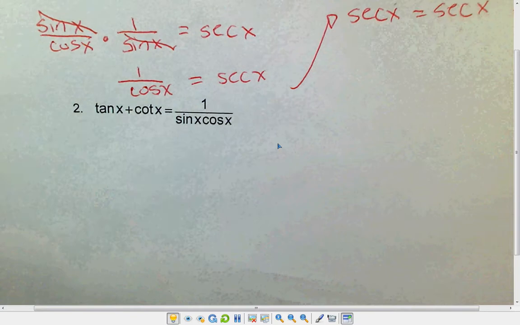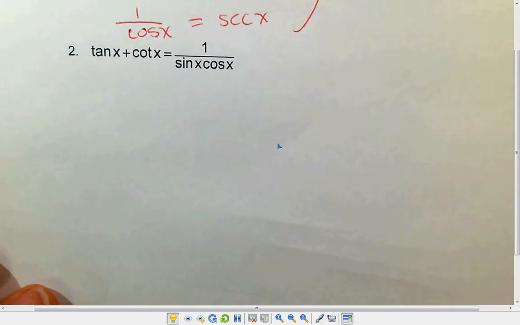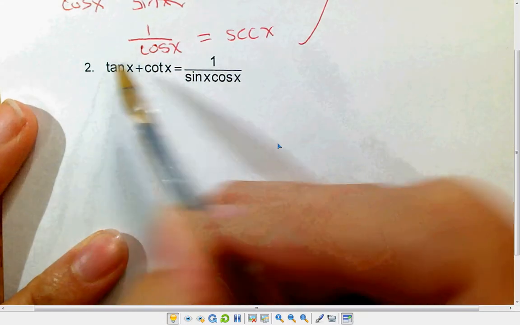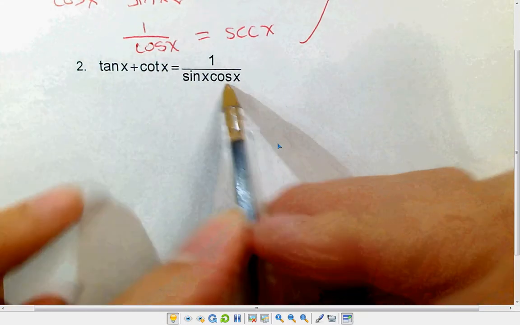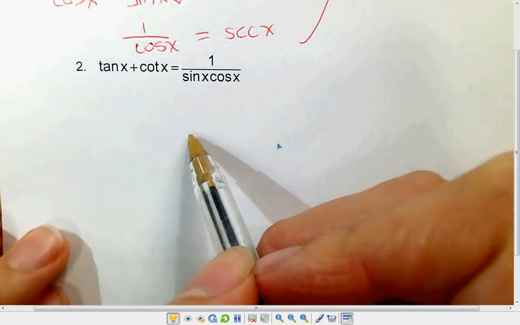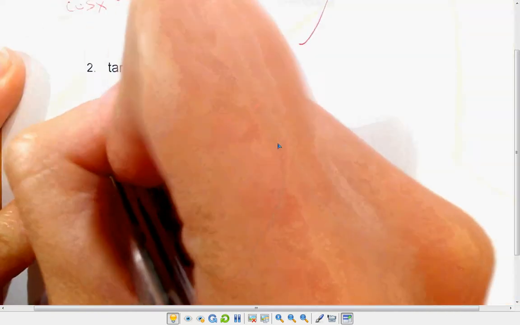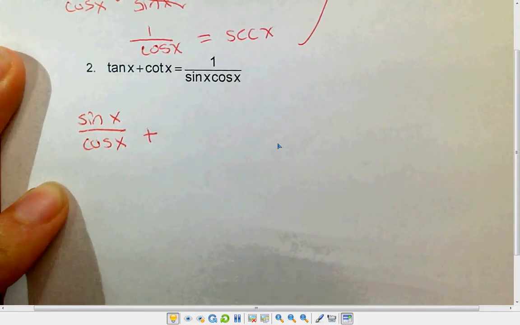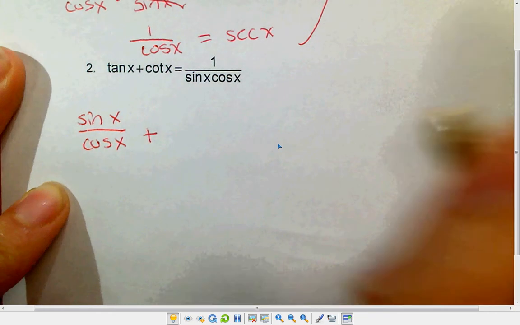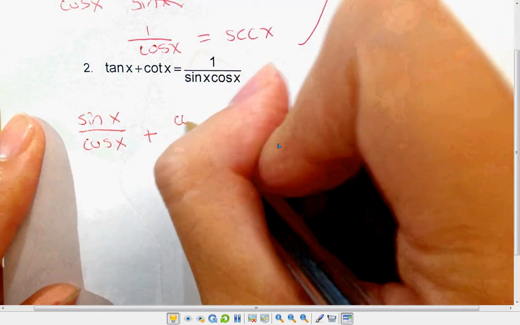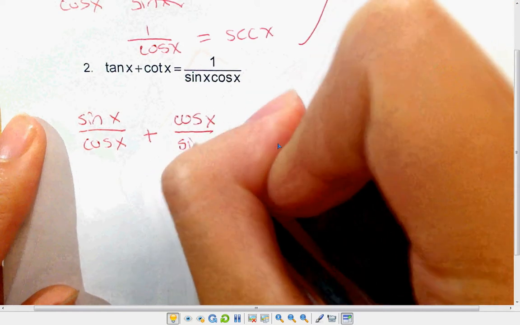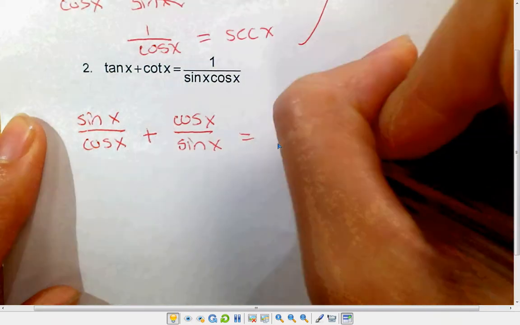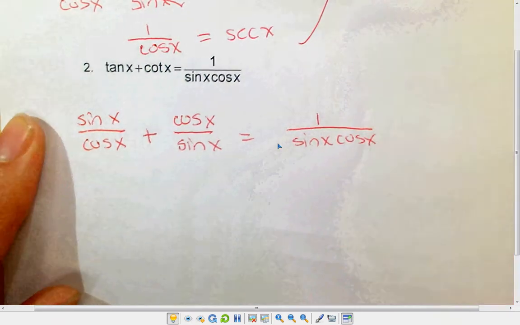Okay, let's look at number 2. So number 2, we have tangent x plus cotangent x equals 1 over sine x cosine x. So again, right now I'm trying to change my left side so that it's equal to the right side. So no squares. I'm not going to be using any of the Pythagorean identities. I know that tangent is sine x over cosine x, so I'm going to replace it like this. Cotangent is either 1 over tangent or cosine over sine. Because this is in sine and cosine, I'm also going to write cotangent using sine and cosine. So I'm going to rewrite this as cosine over sine. And of course I'm not going to change my right side at all. This is going to stay like this the entire time.